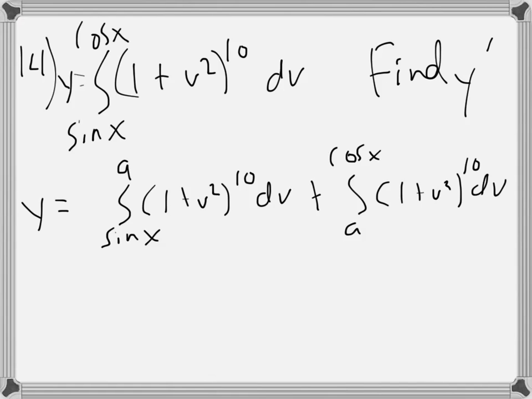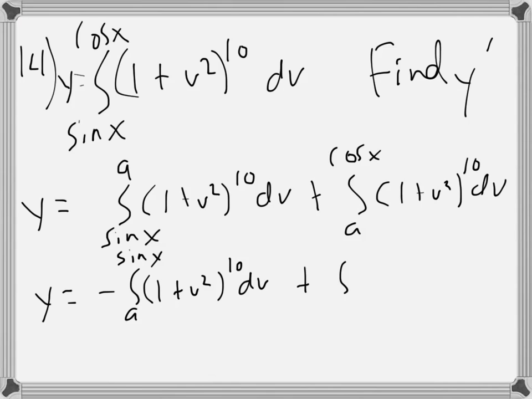And now the fundamental theorem needs the function of x to be on the top. So this is then minus the integral from a to sine x using another rule of integrals. And then this is the integral from a to cosine x. So now we can use the fundamental theorem together with the chain rule. So let's do that on the next slide. We'll do a and b separately here.